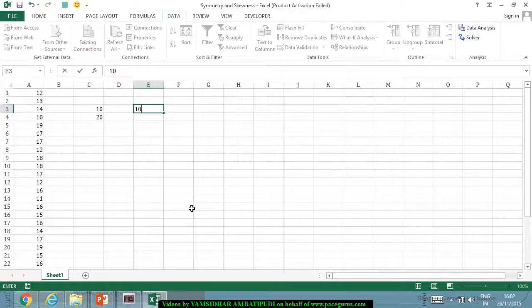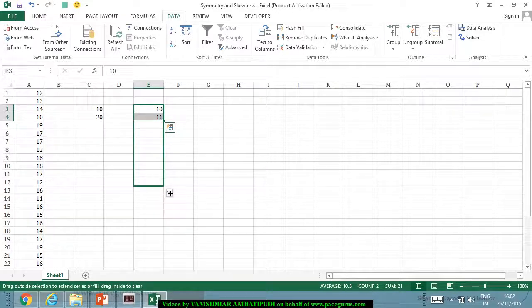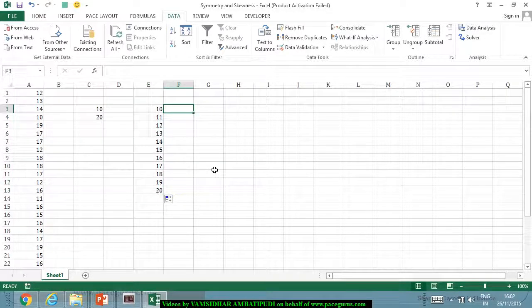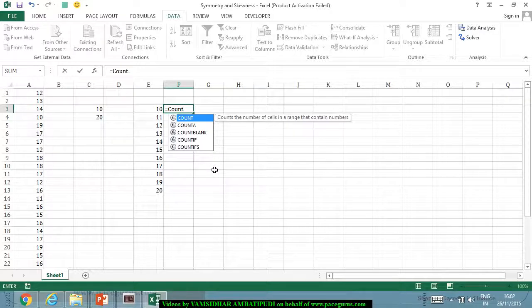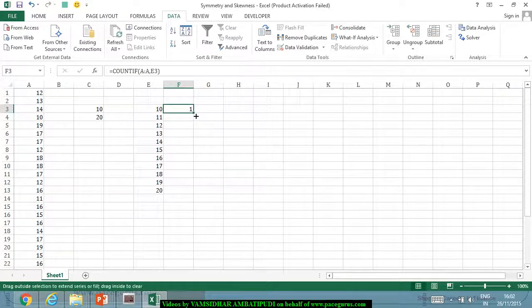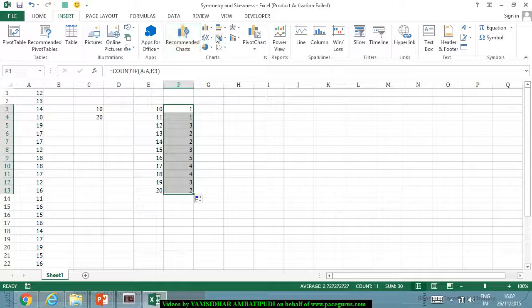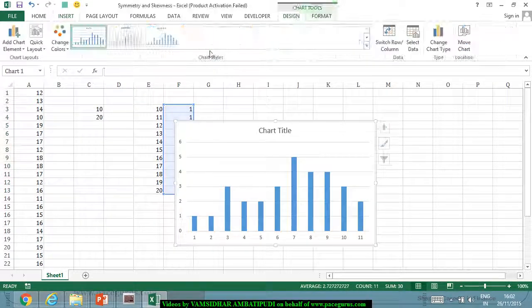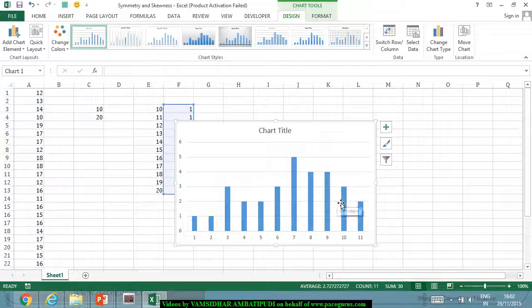So I'll take a simple frequency distribution. I'll take it as discrete itself, up to 20. And I am using a countif kind of function to find out the frequency of occurrence of each of the observations. So 10 has come only once, some of them have come twice, thrice, whatever it is. Now I can very well plot the histogram with this kind of data. This is the kind of histogram that has come out from this data.